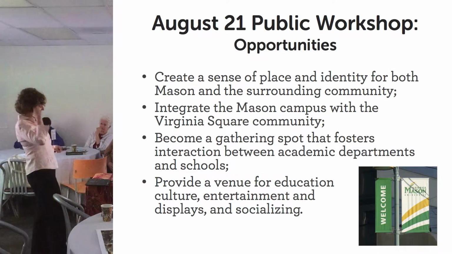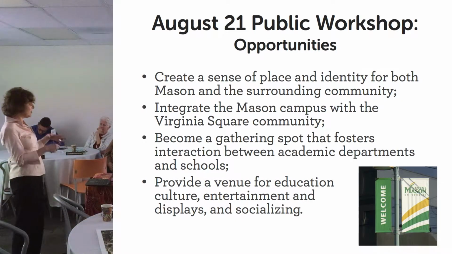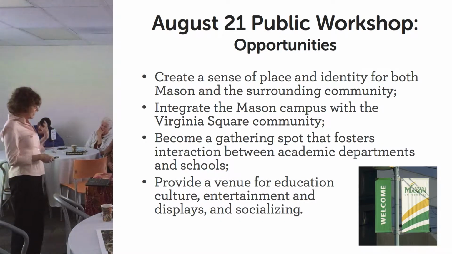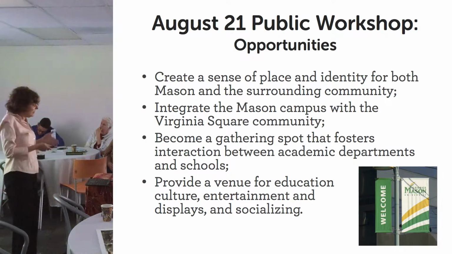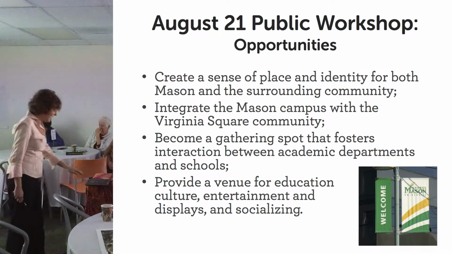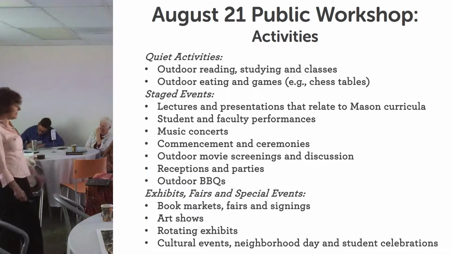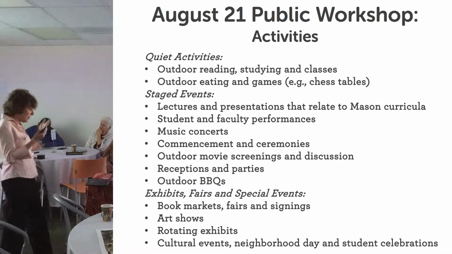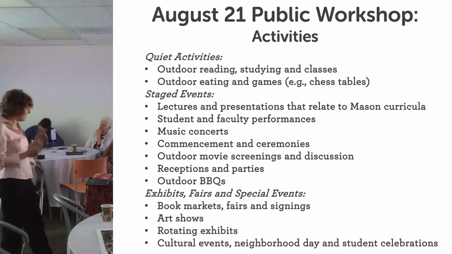So the ideas that the group came out with were the vision for that plaza: a sense of place and identity for George Mason and the community, integrating the campus into the Virginia Square neighborhood, becoming a gathering spot that fosters interaction between academic departments and students, and a venue for education, culture, entertainment, displays, and social life. Then activities they thought could happen there, very much law and education: outdoor reading, seating, lectures, performances, music, barbecues, art shows, exhibits. Not heavy recreation, in other words.